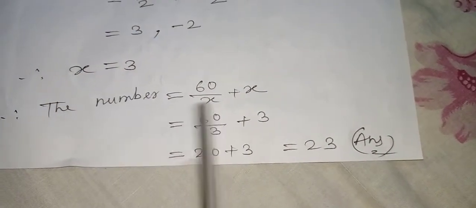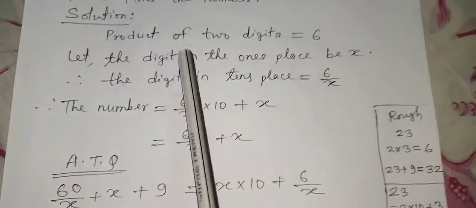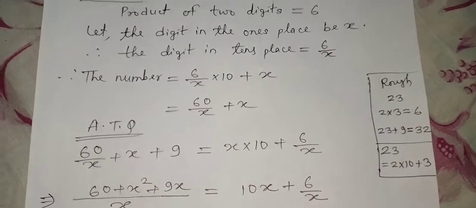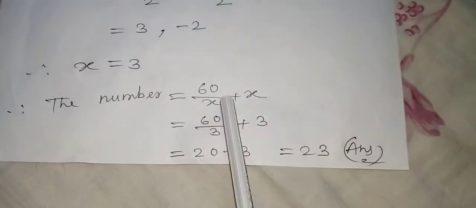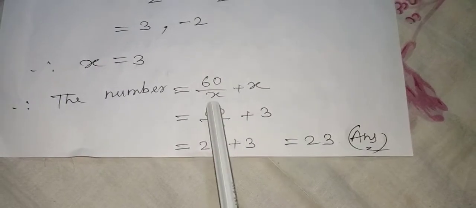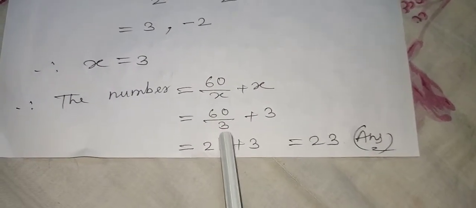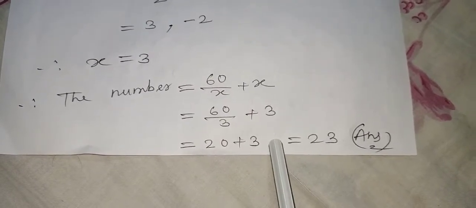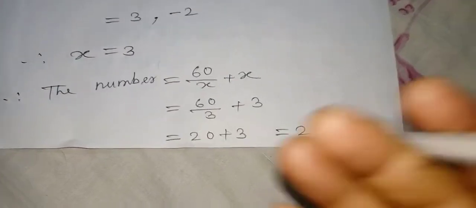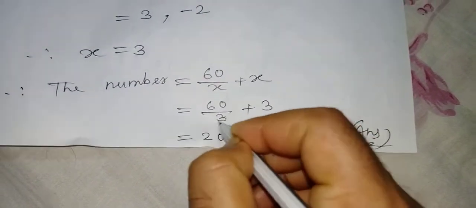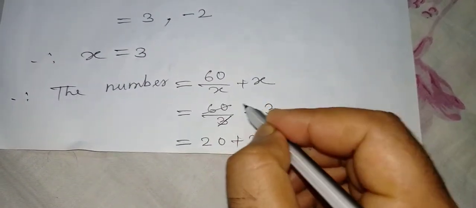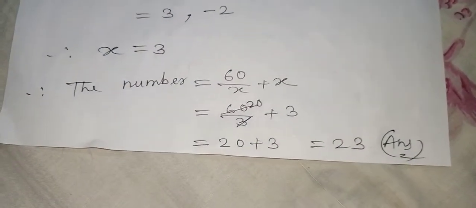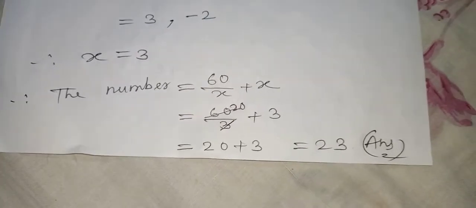Therefore, the question is to find the number, and the number is 60 by x plus x. So I wrote the same thing here, 60 by x plus x, and I put the value of x as 3. 60 by 3 plus 3, then 60 by 3 is 20, 20 plus 3 is 23, which is our answer. Here you can cancel, or you can just say 60 by 3 is actually 20 only. Directly also you can write, that is your wish. So that is how we got the answer.